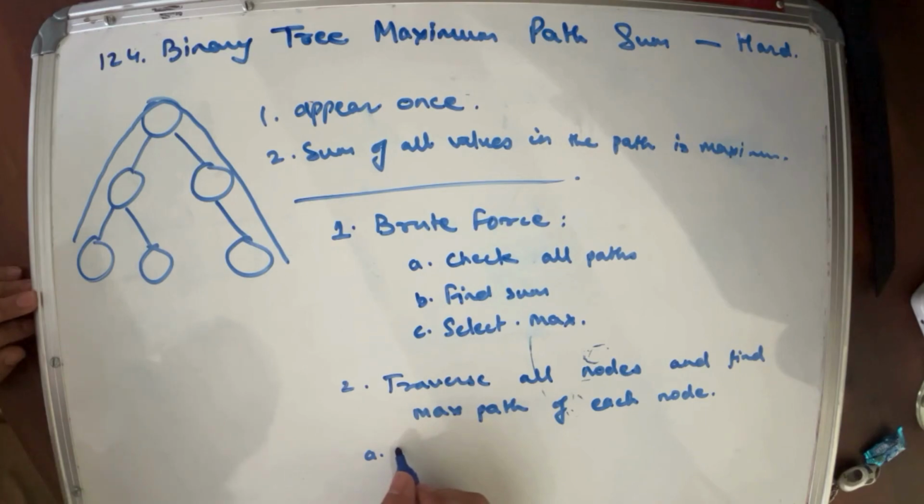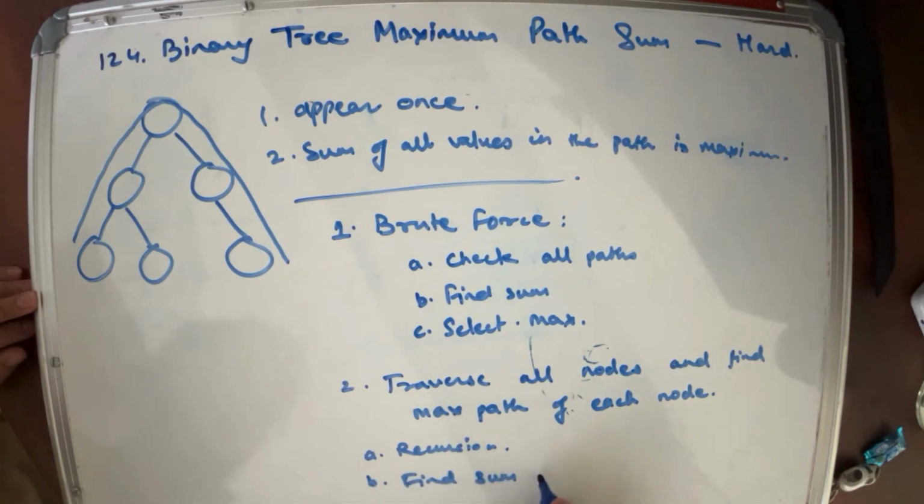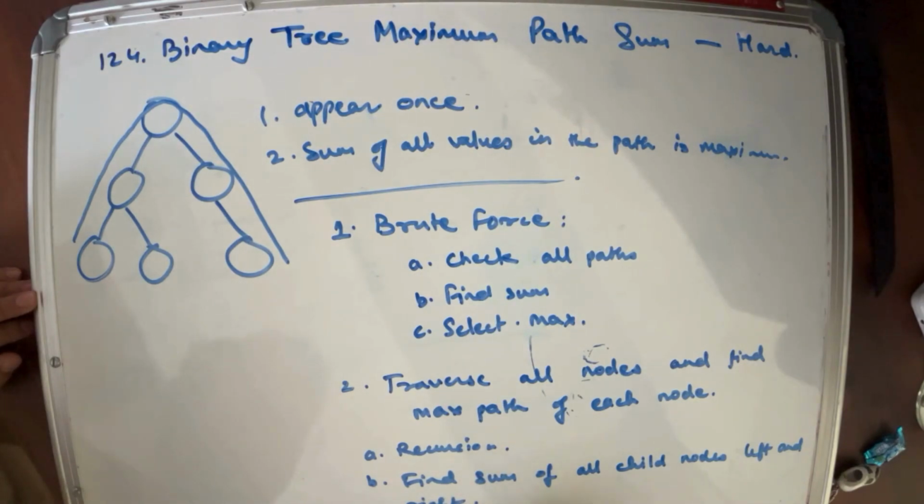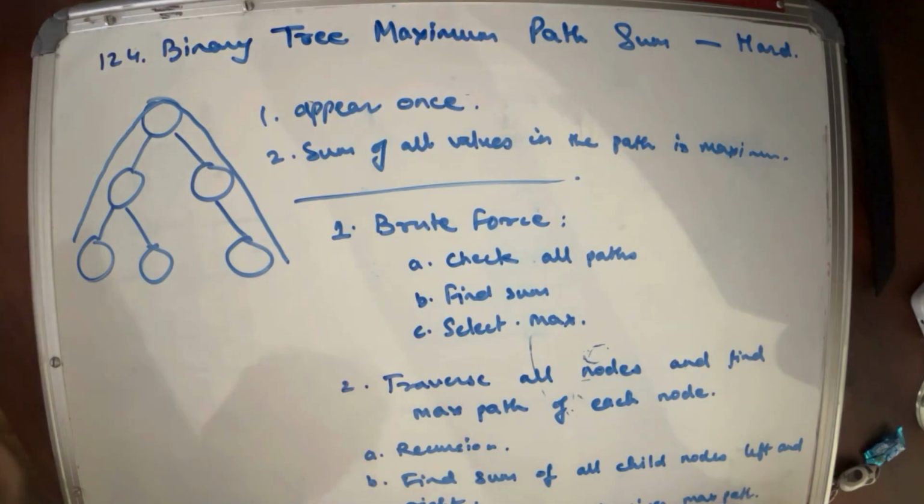So traversing every node will be some kind of recursion, and then find the sum of all child nodes, left and right, select the child that gives the maximum path, right? Okay.